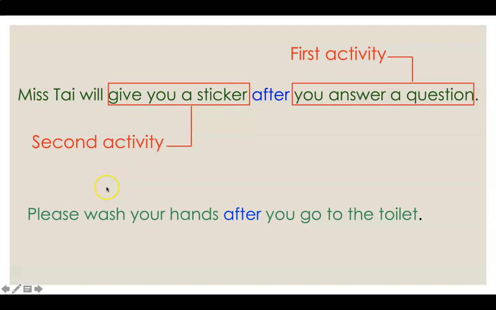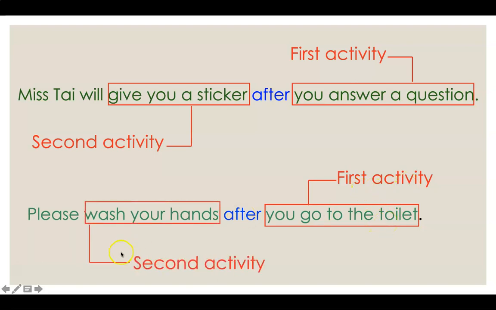This is the second example. Please wash your hands after you go to the toilet. Again, there are two activities here. One is wash your hands. Another one is go to the toilet. So you can think about which one happens first. Do you wash your hands first or you go to the toilet first? So go to the toilet is the first activity. It happens first. Then you wash your hands. This is the second activity.